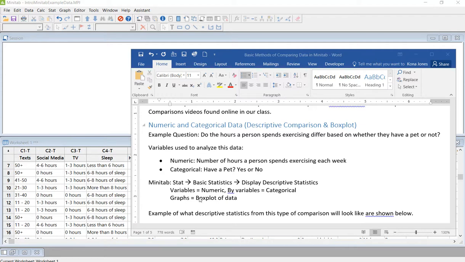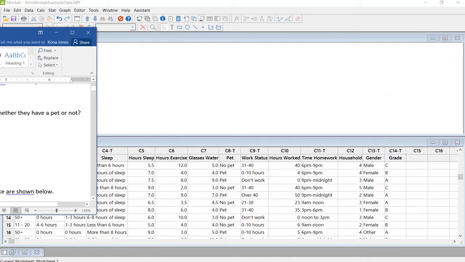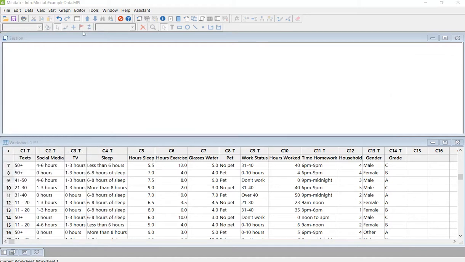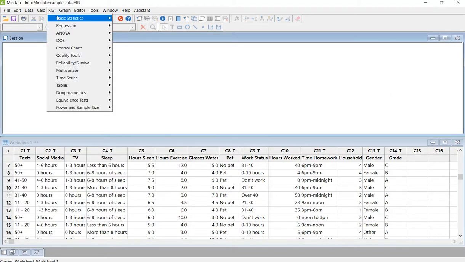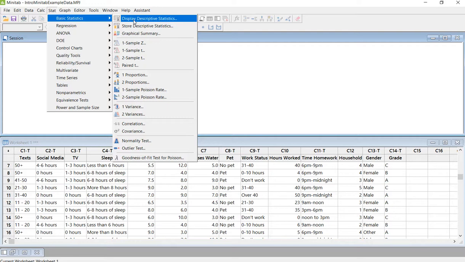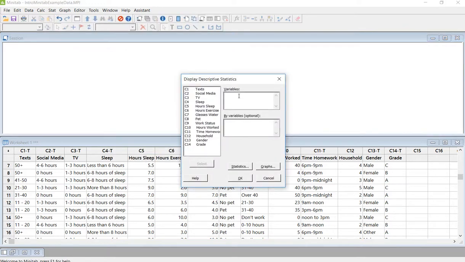The next step is just entering in these things right here. So let's just go ahead, come on over. We're going to go up to Stat, Basic Stats, Display Descriptive Statistics. So looking here, you can see that we need to enter this in. So the first one, our variable, that is going to be your numeric. That's your number. So what's the numeric one? Well, in this case, it's hours exercise. Remember, that's the first one.